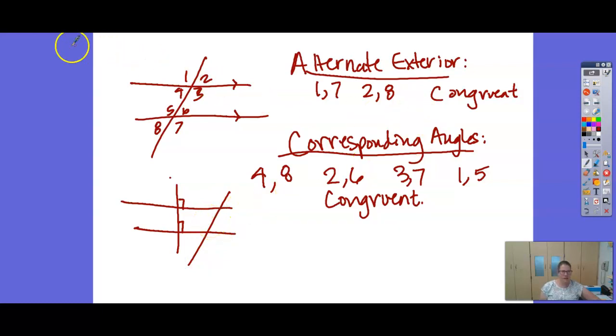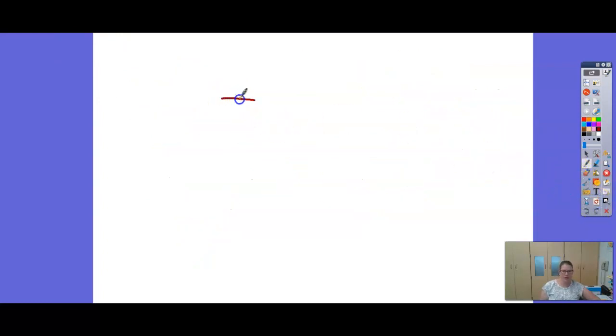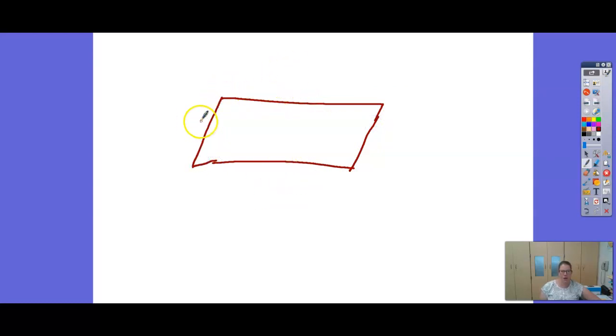Okay, and then lastly, we just need to quickly talk about parallelograms. So we can think of a parallelogram as lines cut by transversals. But all a parallelogram is, it's a quadrilateral, meaning a four-sided shape, where the opposite sides are parallel.